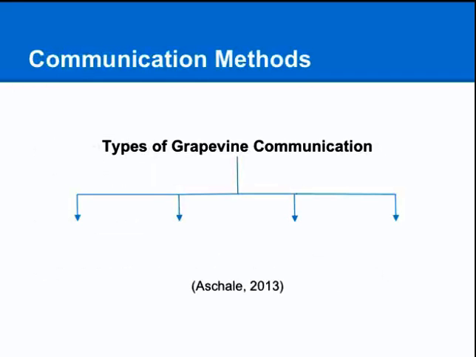According to Ashal, there are 4 types of Grapevine communication methods. These include the single chain, gossip chain, probability chain, and cluster chain. Whilst these methods differ in origin and are transmitted in different ways, all forms lead to a breakdown of communication, increasing rumour, and reducing work capacity and organisational harmony.